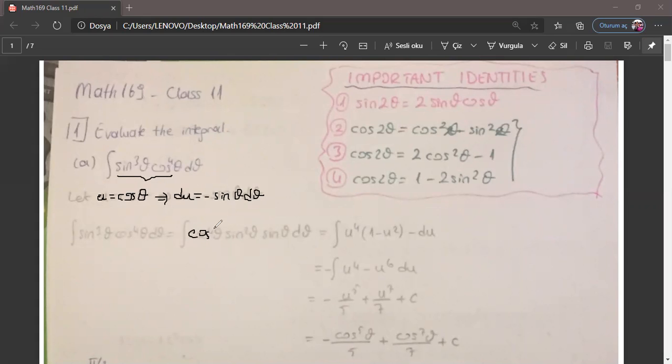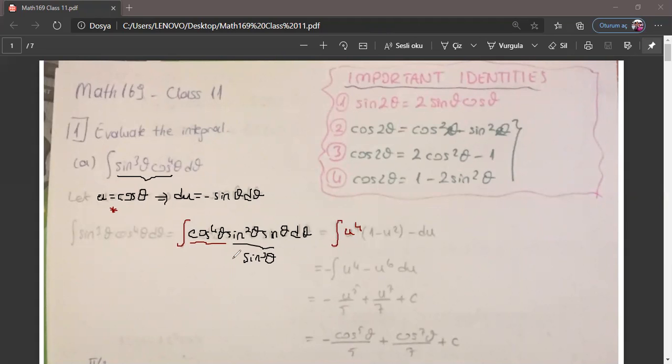Now we rewrite this integrand in this form. Before we had cosine to the 4 theta, and we have sine squared times sine theta, since we had sine cube. Now, cosine theta is equal to u, so we have u to the 4 for this part.